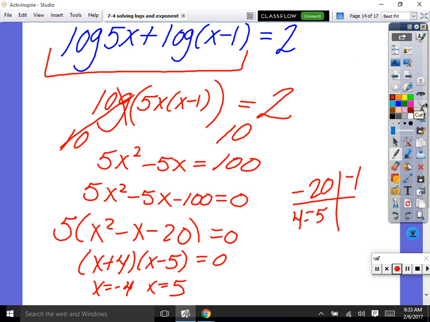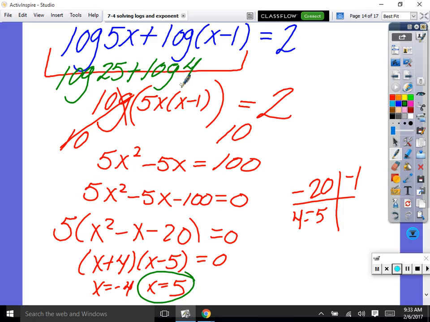Is negative 4 going to work right off the bat? No, look, 5 times negative 4 is log of negative 20. That's an error. You cannot have a negative inside of a log. So we would throw out negative 4, and then we would check 5, and it comes out all good. Everybody understand? 5 was not extraneous. You could type it in. So it'll be log of 25 plus log of 4. Do you get 2? We better check it. Because it's base 10, we can just type it into our calculator. Log of 25, it works? Perfect. So we would keep 5.